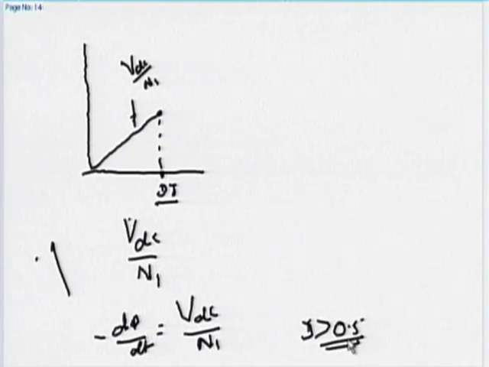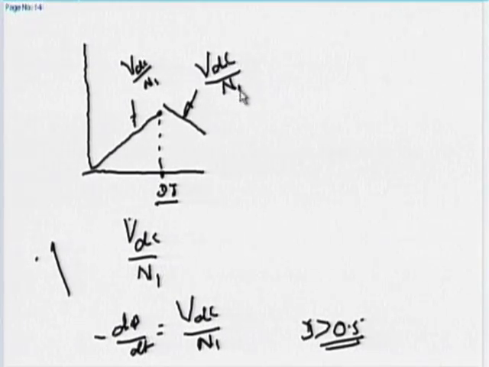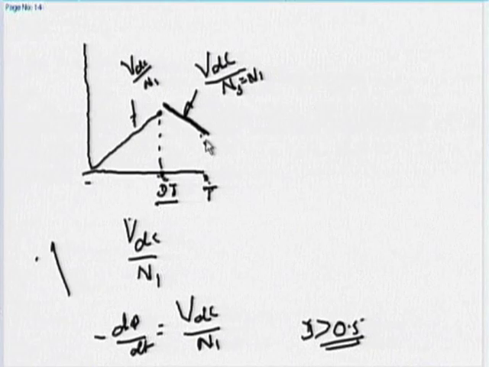So, what will happen when I close the switch? Flux falls, but the slope of the line is the same. It is again VDC divided by N3, which is equal to N1. This slope is the same, but the switch is on for a longer time and this is for a shorter time. Definitely, flux will not become 0 at T. There is some finite flux at the end of the first cycle.